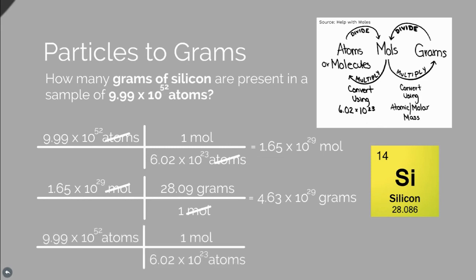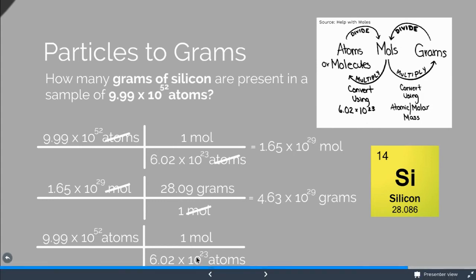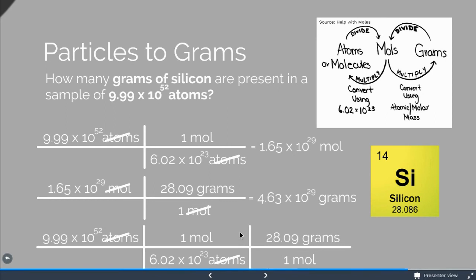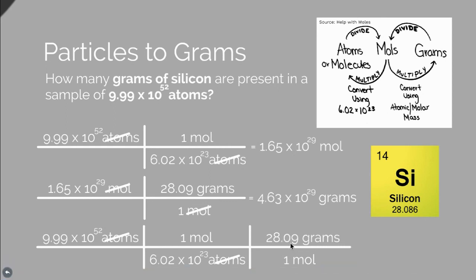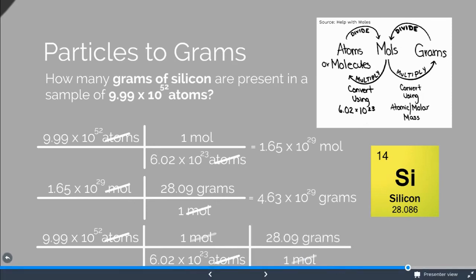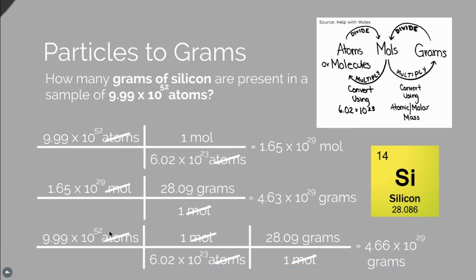So really, we could just cut out a middle step and combine these two problems where we start with 9.99 times 10 to the 52nd power number of atoms, and we are dividing it by 6.02 times 10 to the 23rd number of atoms in this one. And then we can add a second step without even having to do this first calculation, and we just extend one more where we go from 28.09 grams over 1 mole. In this case, the moles will cancel out for this one. And then we can just take these numbers, 9.99 times 10 to the 52nd power times 28.09 grams divided by 6.02 times 10 to the 23rd power. And that will get us to the same answer.